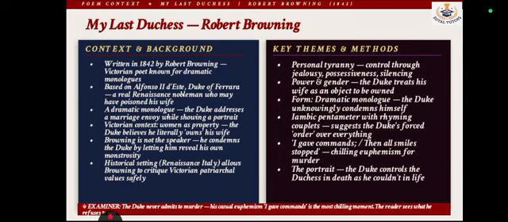And then we have quotes like "I gave commands, then all smiles stopped." A chilling euphemism for murder. The portrait: the Duke controls the Duchess in death as he couldn't in life. Enough for examiners: the Duke never admits to murder. His casual euphemism, "I gave commands," is the most chilling moment. The reader sees what he refuses to.